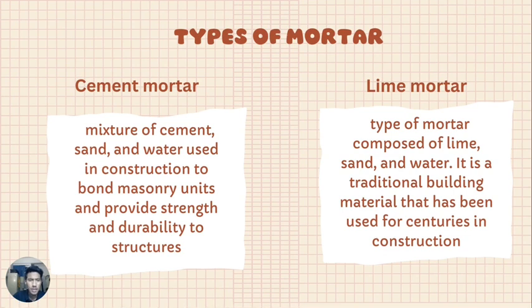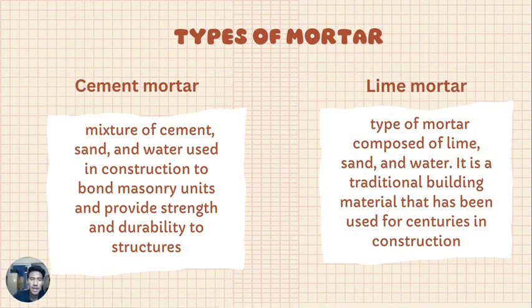Cement mortar is a mixture of cement, sand, and water that is used in construction to bond masonry units and provide strength and durability to the structure. It is a fundamental component in bricklaying, block work, and other forms of masonry construction. The proportion of cement, sand, and water can be adjusted based on the specific requirements of the construction project.